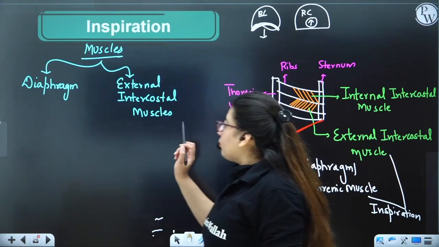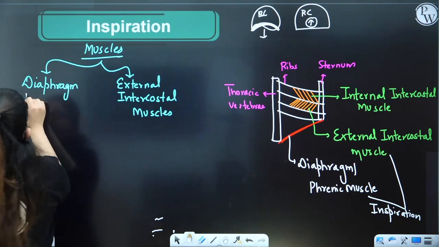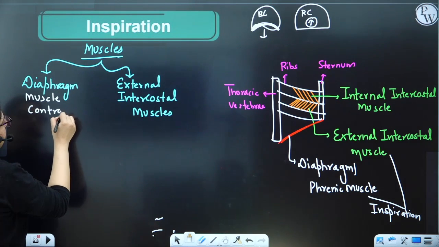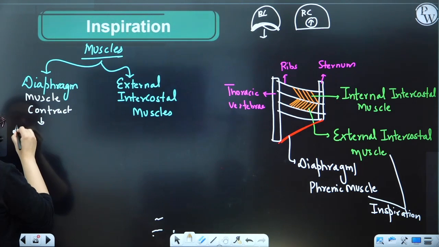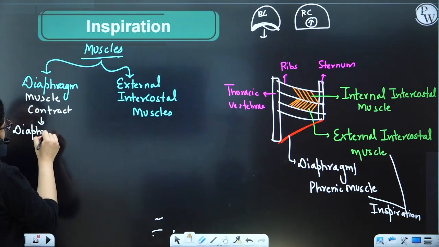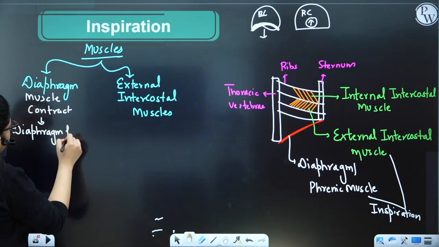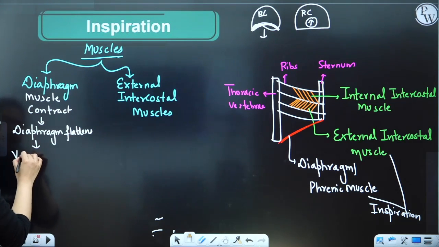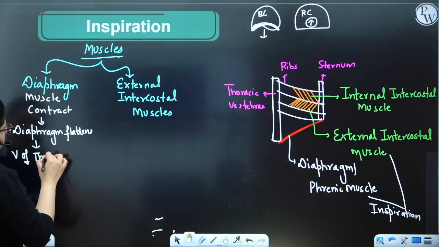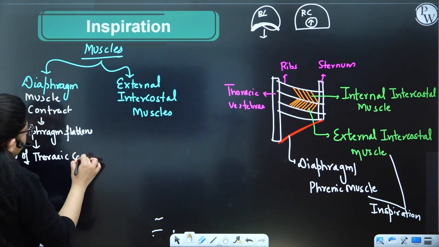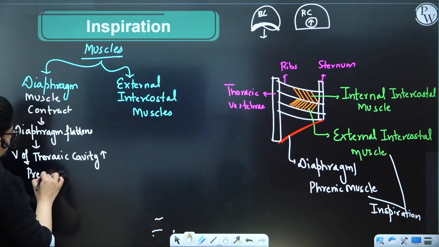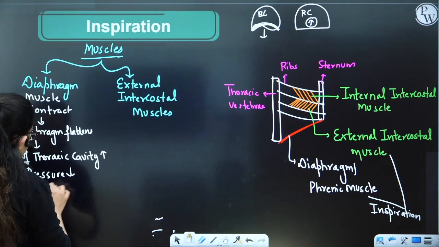So what will happen when the diaphragm muscle contracts? The muscle contracts, the diaphragm flattens, the volume of the thoracic cavity increases, pressure decreases, air moves in.